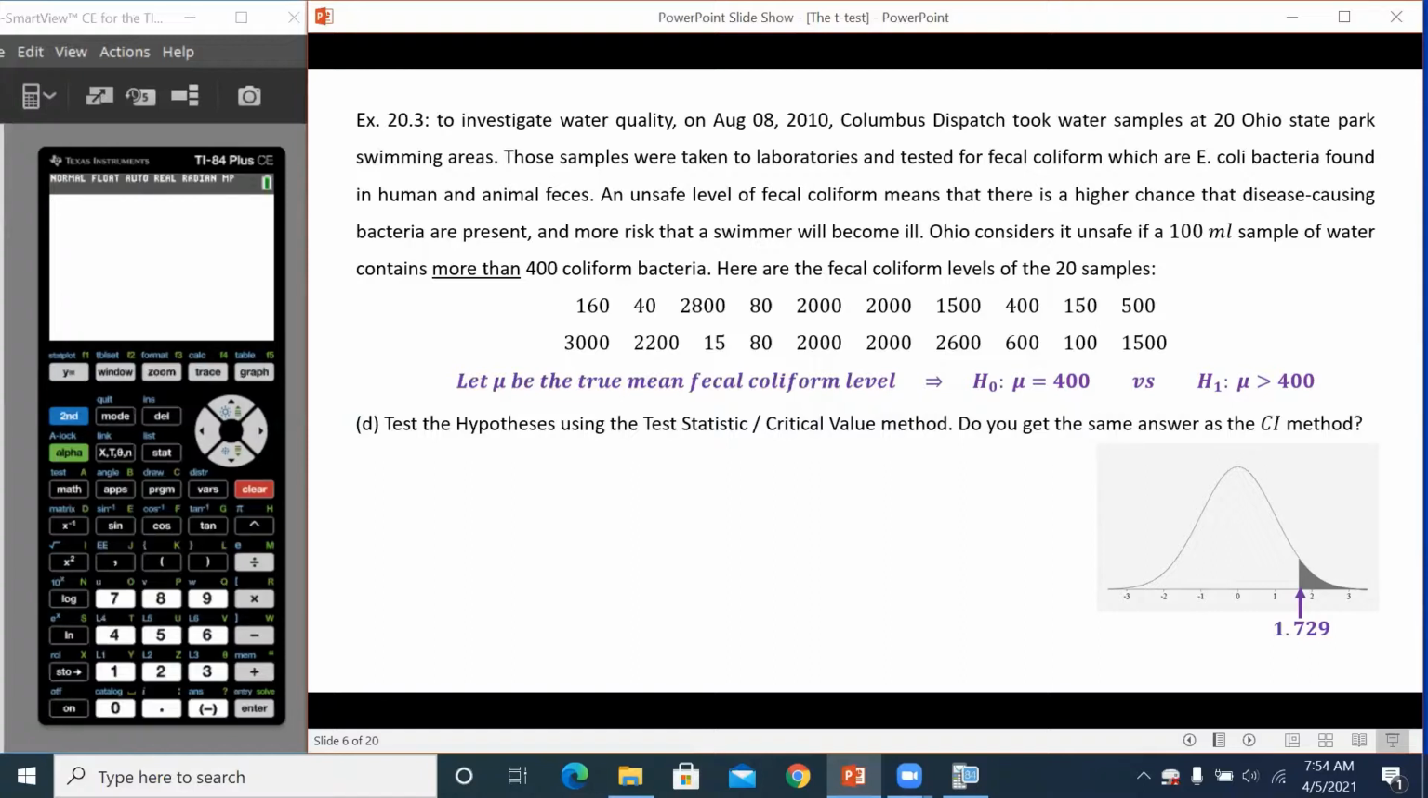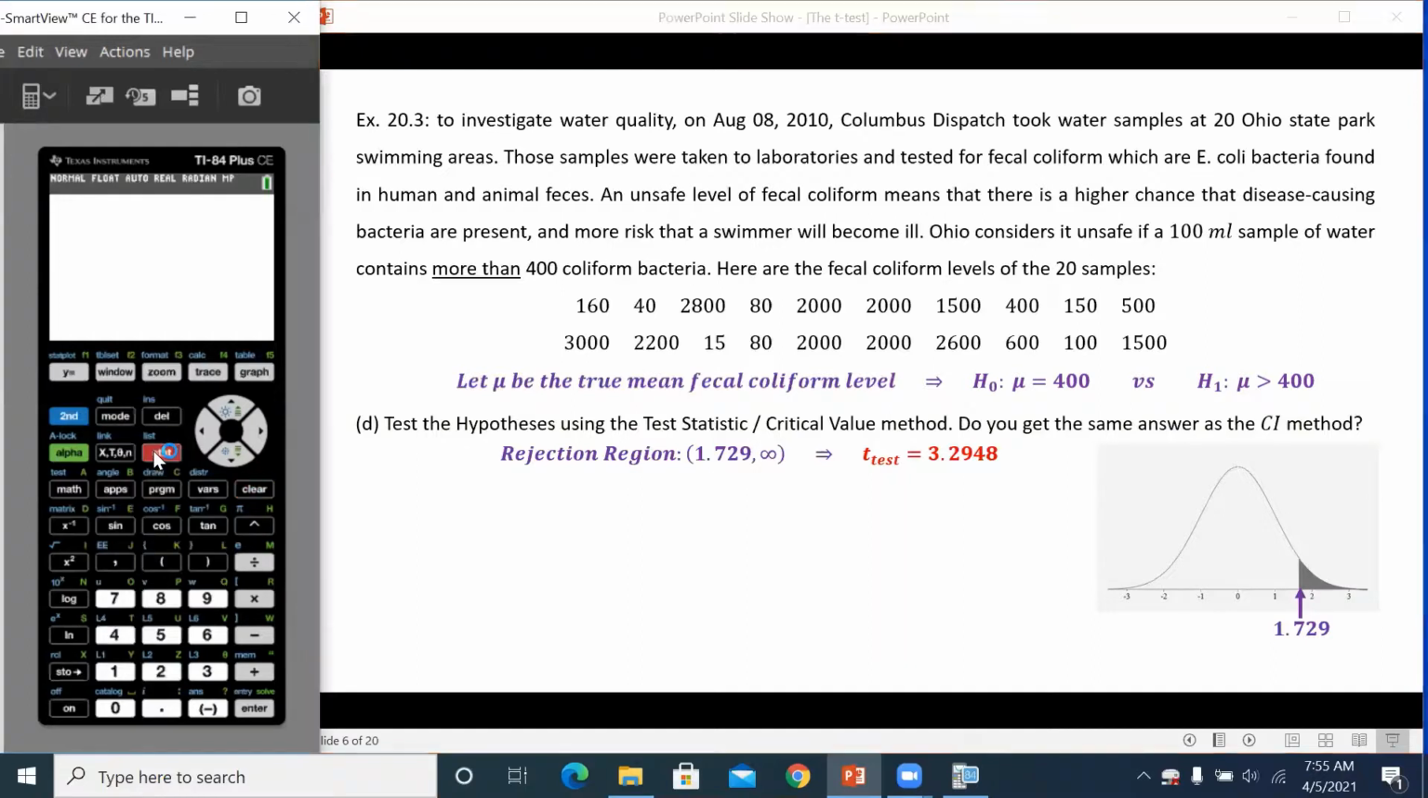All right, then the rejection region will be from 1.729 to positive infinity. If you calculate the t-test statistic, it should be 3.2948. Okay, let's go to the calculator and see how we can calculate the test statistic from the entered data points. I have to go to Stat, select Tests, and then select number 2, t-test. Hit enter.